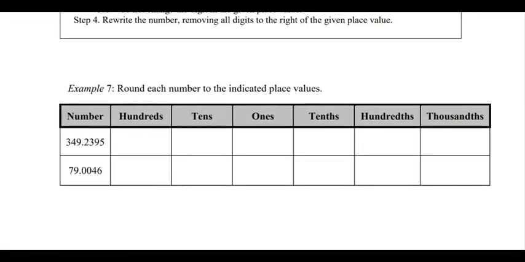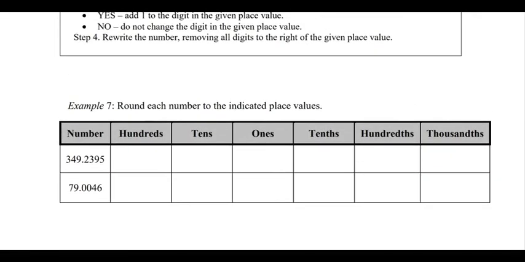So this is our example. In this table, we are working with two numbers and we're going to practice different ways of rounding it. The first three are going to be the review of rounding whole numbers. First we're going to do the hundreds, that means to the hundreds place.